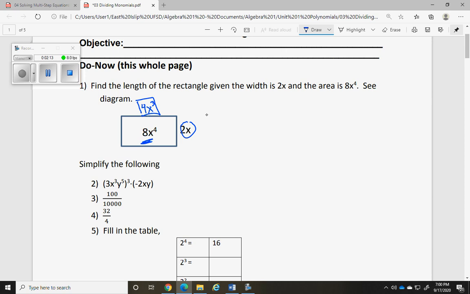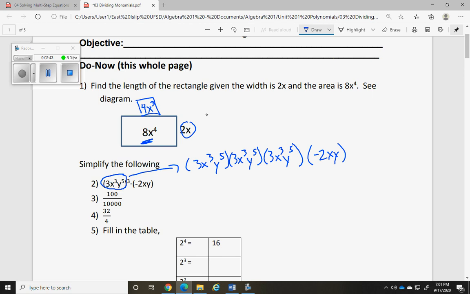Then we had to simplify this. Remember, when I simplify, I definitely like to expand it. So these parentheses need to be written out 3 times. So I'm going to do it over here. And it's being multiplied by a negative 2xy. Now you could expand again, or you can think about what the expansion would look like. I see that I have 3 times 3 times 3 times negative 2. So 3 times 3 is 9. 9 times 3 is 27. And 27 times negative 2 is a negative 54.